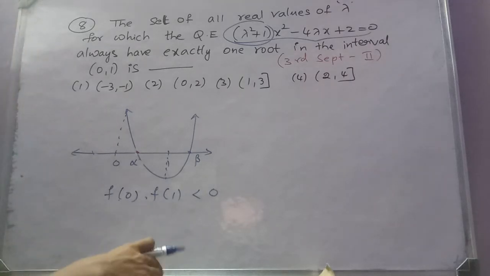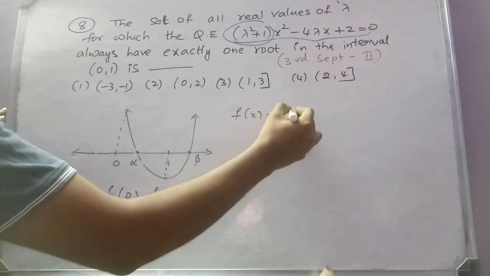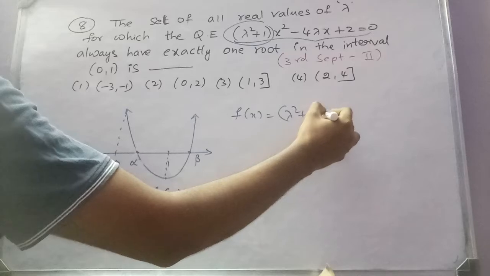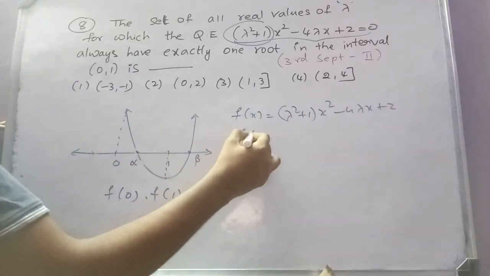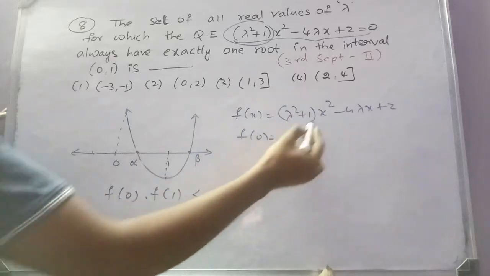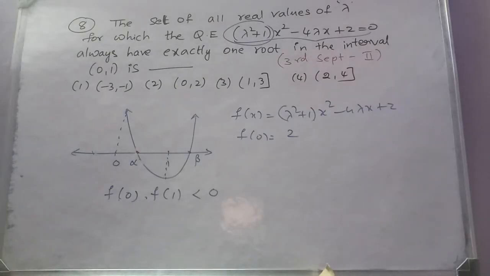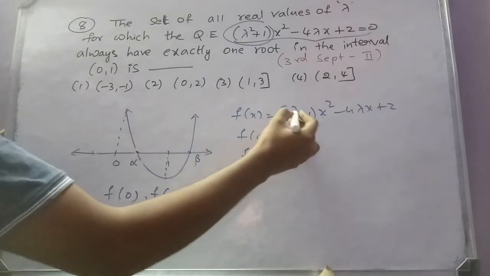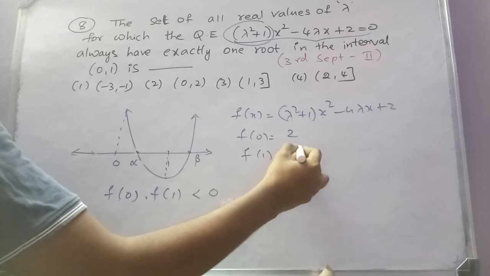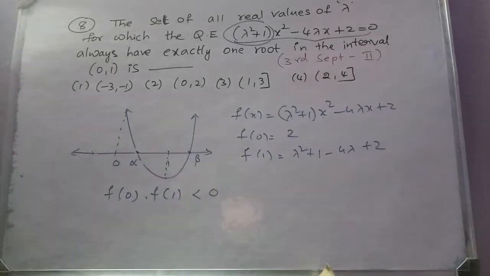So f of 0, what is f of 0? First of all, f of x is equal to lambda square plus 1 into x square minus 4 lambda x plus 2. So f of 0, if you substitute x as 0 here and here, you will get only 2. So f of 0 is equal to 2. And then you can also find f of 1. Take x as 1: lambda square plus 1 into 1, and then minus 4 lambda into 1 plus 2.